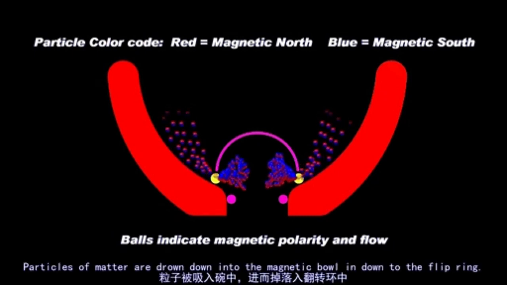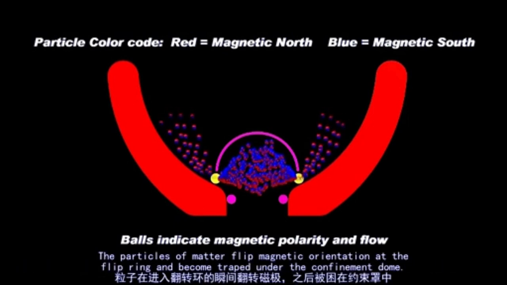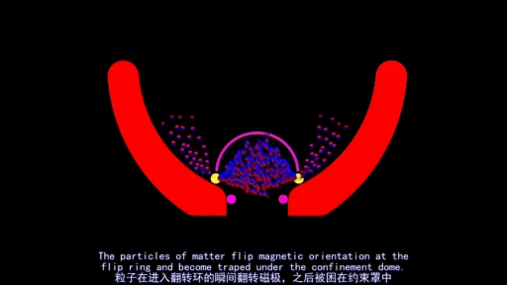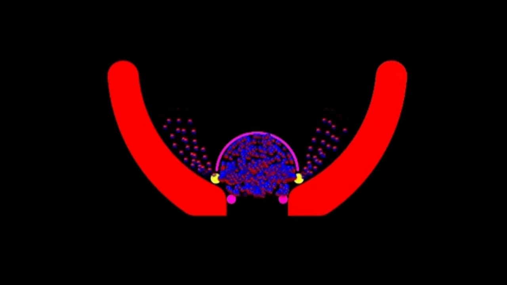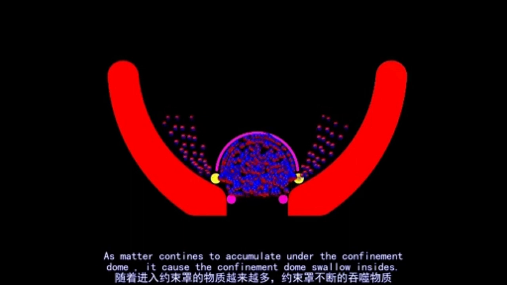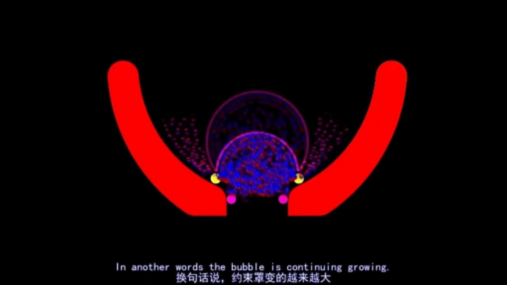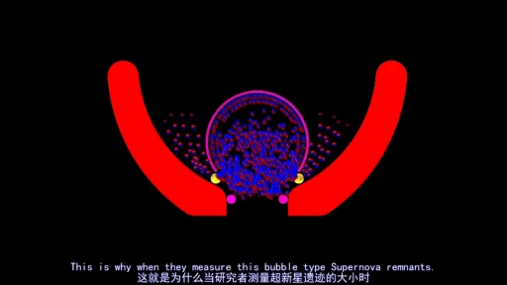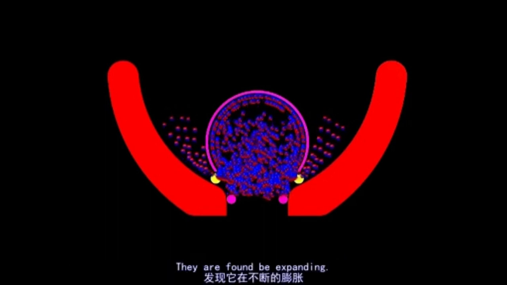Particles of matter are drawn down into the magnetic bowl and down to the flip ring. The particles of matter flip magnetic orientation at the flip ring and then become trapped under the confinement dome. As the matter continues to accumulate under the confinement dome, it causes the confinement dome to swell in size. In other words, the bubble is continually growing. This is why when they measure these bubble-type supernova remnants, they are found to be expanding.